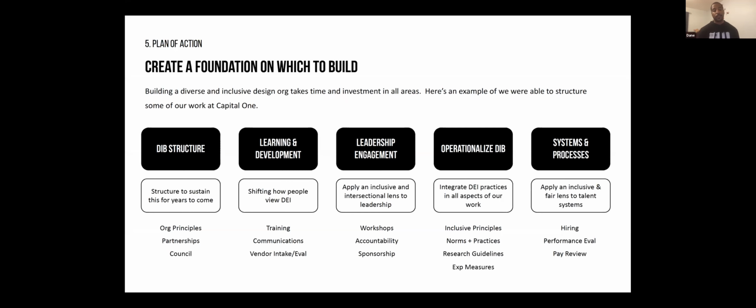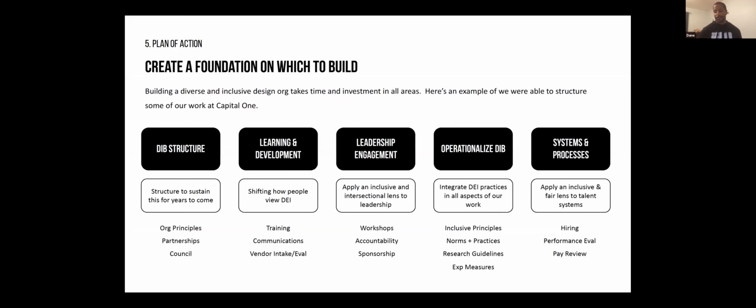Shifting how people view DIB and learning and development. So this looks at training, communications. How do we talk about this? How do we work with vendors? How do we even evaluate vendors to help us level up ourselves in this area? Leadership engagement, so applying an inclusive and intersectional lens to leadership.